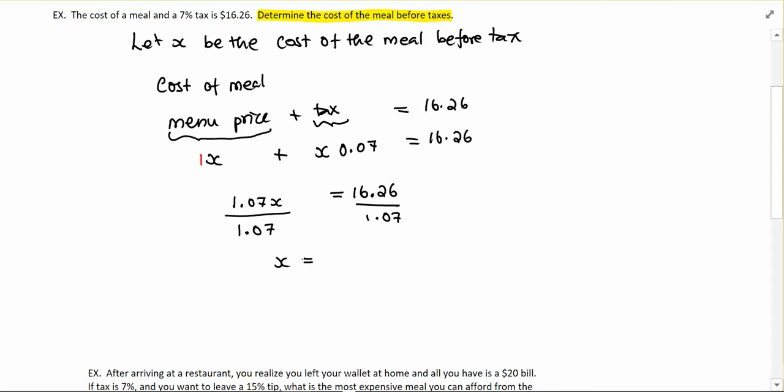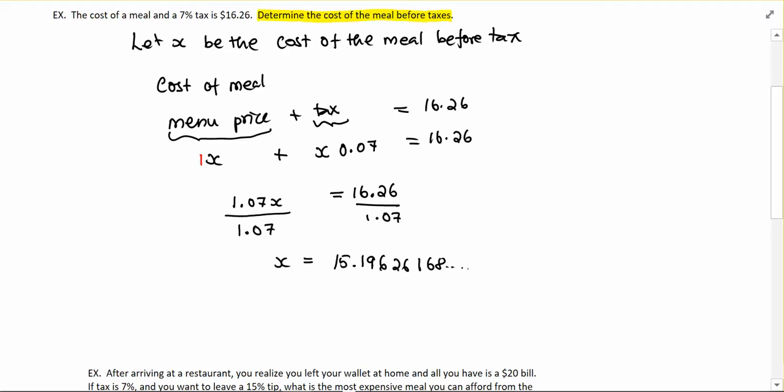calculator, $16.26 divided by 1.07. According to my calculations, I get $15.19626168, right? And it keeps going on.